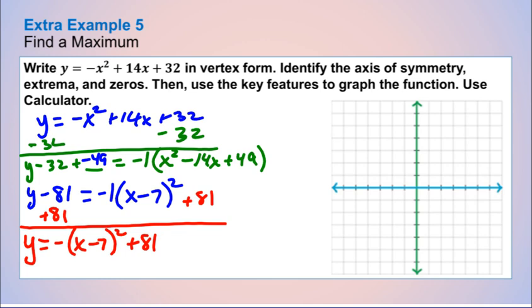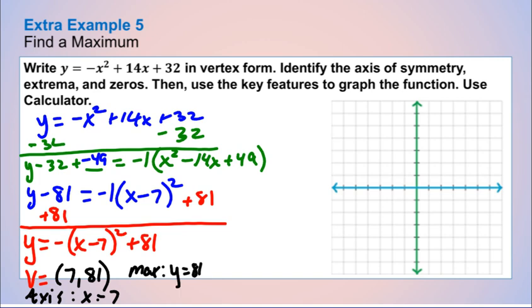So right now I know that my vertex is at (7, 81). And my axis is at x equaling 7. And I have a maximum at y equaling 81. Now I need to find the zeros. So to find the zeros, I go back to my original problem that I had.